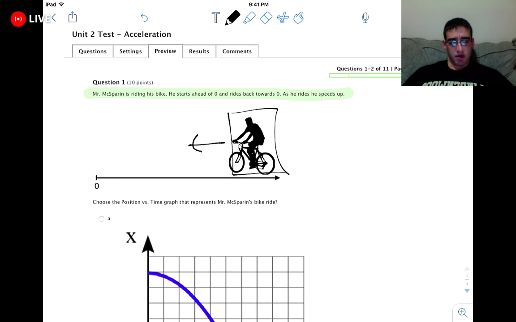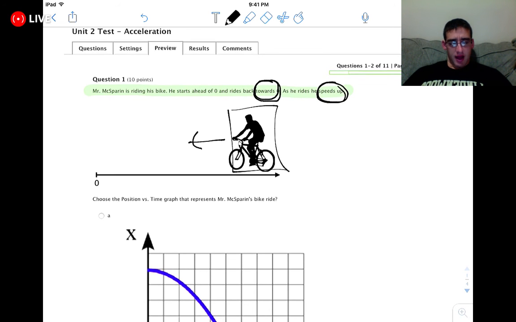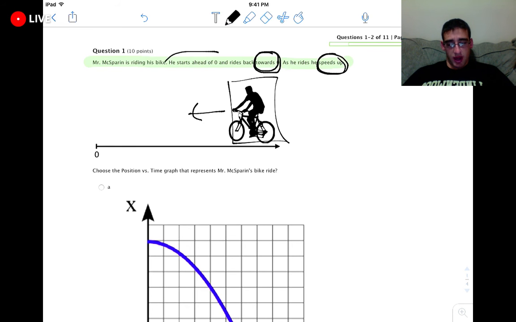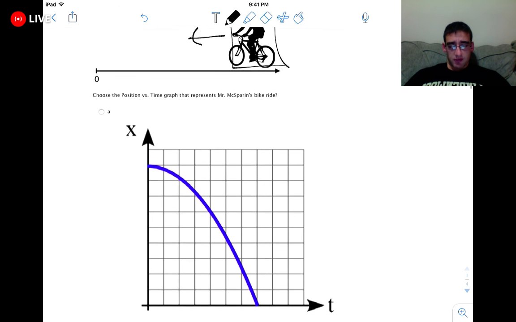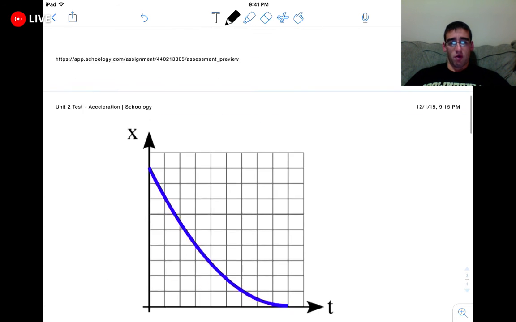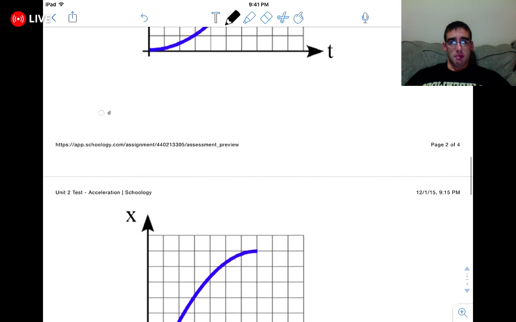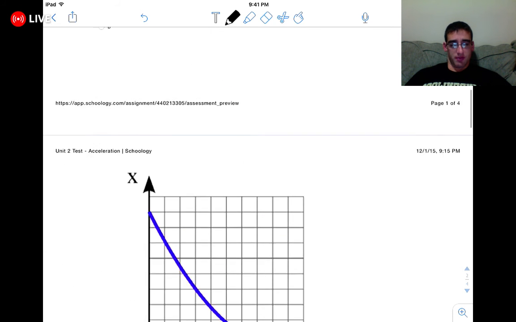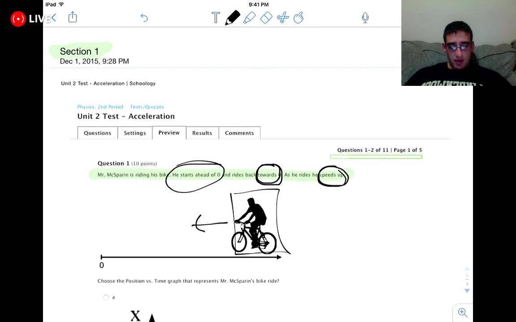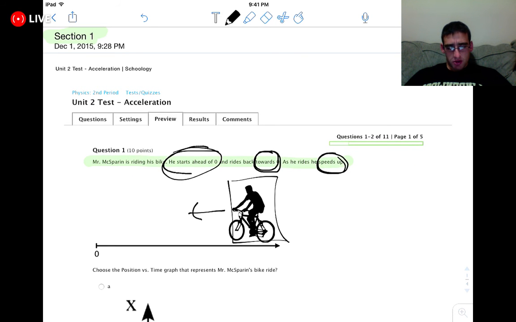Okay, so the two important things here: riding towards 0 and speeding up. Now, the first part, it asked me, and really starting ahead of 0 is important too. That's gonna make it really easy to eliminate a couple of them. All right, so let's look at this first. It wants to know which of these 4 graphs matches with that situation. So right away, let's cross off any that don't start ahead of 0.